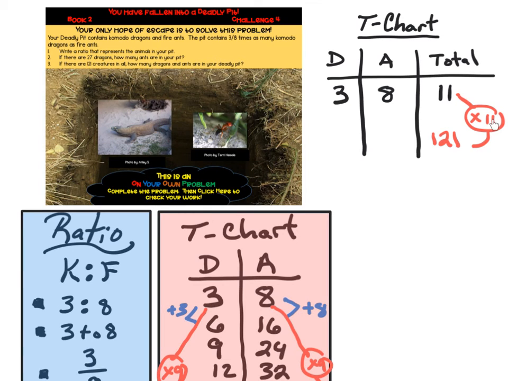So now all I have to do is take 11 and multiply that by 8, and that's going to give me 88 ants. And then I'm going to take 11 and multiply it by 3, and that's going to give me 33 of the Komodo dragons. So in this deadly pit of yours, there are 33, I can't even say it, Komodo dragons. There you have it. And 88 fire ants, and that's a lot of deadly creatures, and that gives you a total of 121 of them bad boys in this deadly pit of yours.